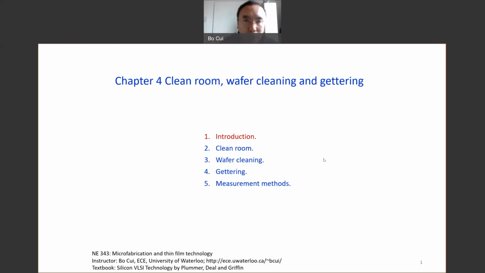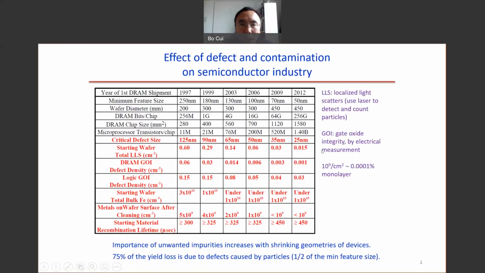Okay, so now let's look at chapter 4, clean room, wafer cleaning and gettering. So here's the defect and contamination in the semiconductor industry.